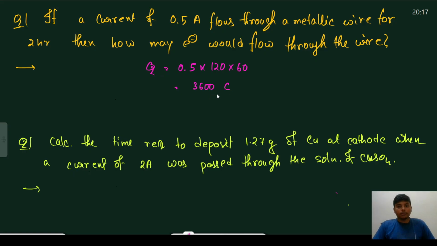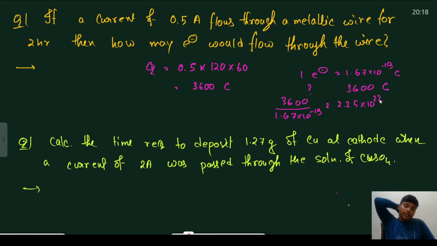Now we need to convert it into moles. One electron has a charge of 1.6 into 10 power minus 19 coulomb. So 3600 coulomb has how many electrons? Simply 3600 divided by 1.6 into 10 power minus 19. When you calculate, you will get 2.25 into 10 power 22.